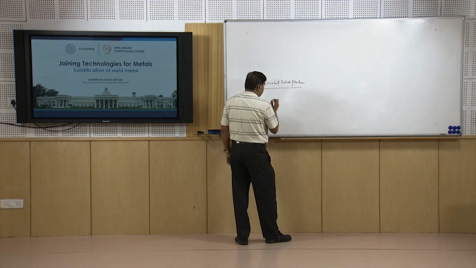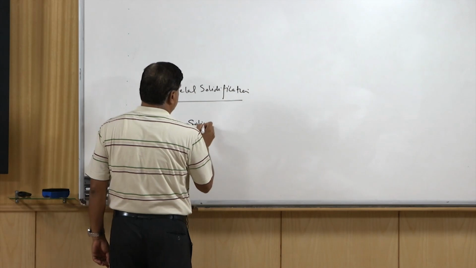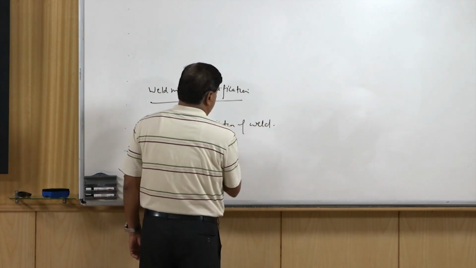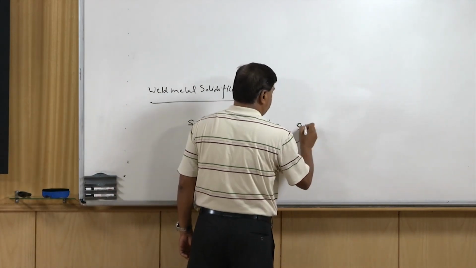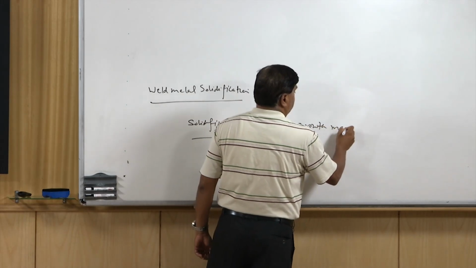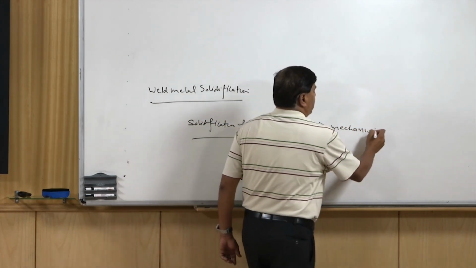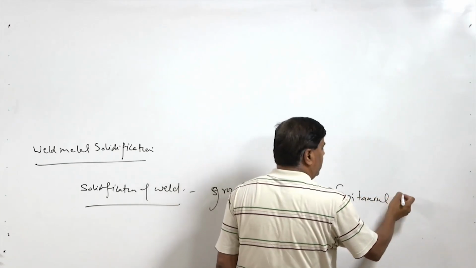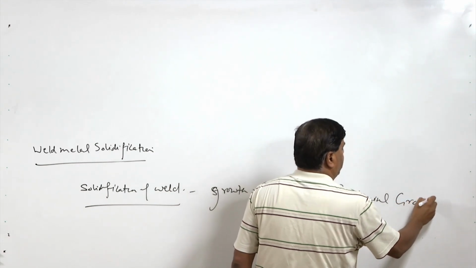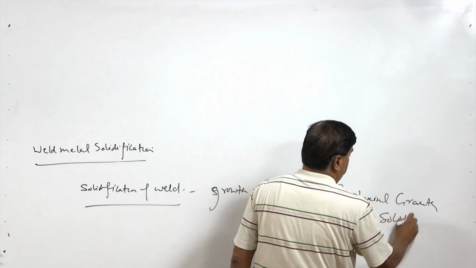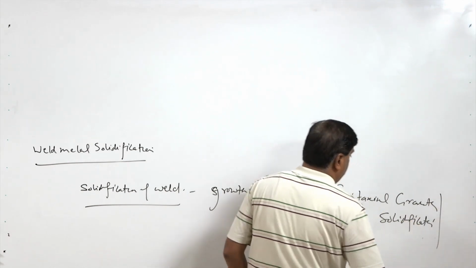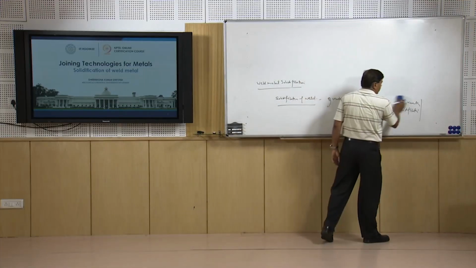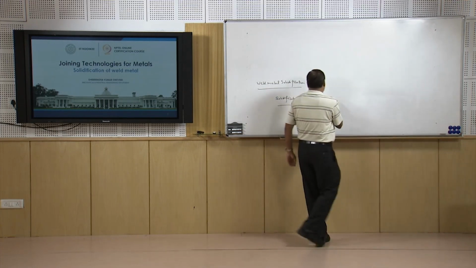So, this typical solidification of weld which is based on just the growth mechanism is called epitaxial growth or epitaxial solidification, which is primarily based on the growth mechanism only, while in the other case typically the nucleation and growth mechanisms are involved.